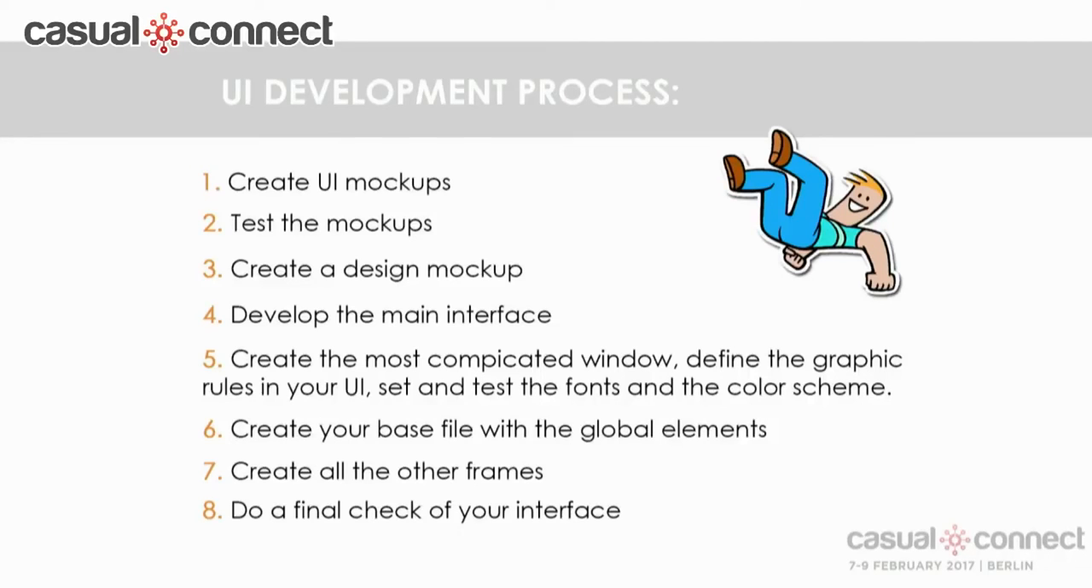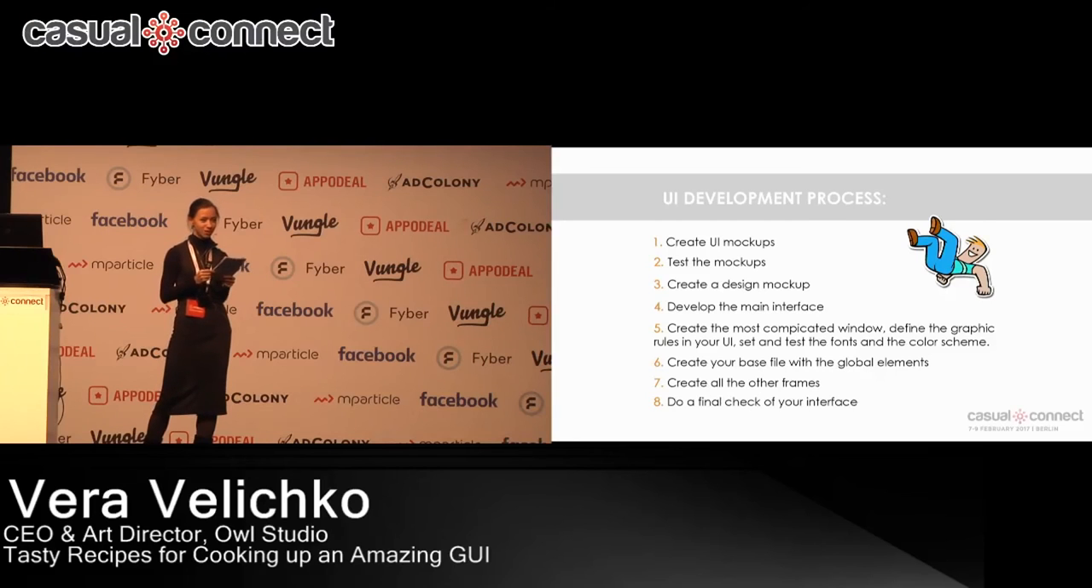So here we can see the steps of UI development. The first one, create UI mockups. To start the process, you should make a graphical frame of all your windows and screens and describe the user story, how the user goes from screen to screen. And the next step, test the mockups. It's a very important step in development.